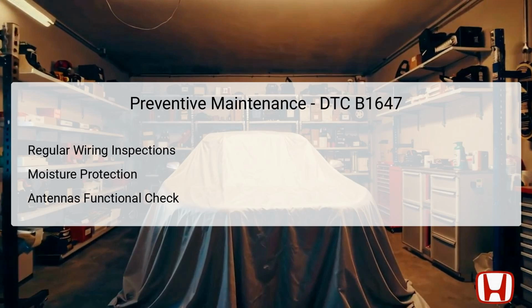Consider scheduling periodic inspections of antenna functionality as part of regular vehicle maintenance, as this can identify any degradation in performance. Keeping components clean and dry will ensure optimal operation of the keyless entry system, prolonging the life of related electronic parts and ultimately preventing the recurrence of issues like the DTC B1647.